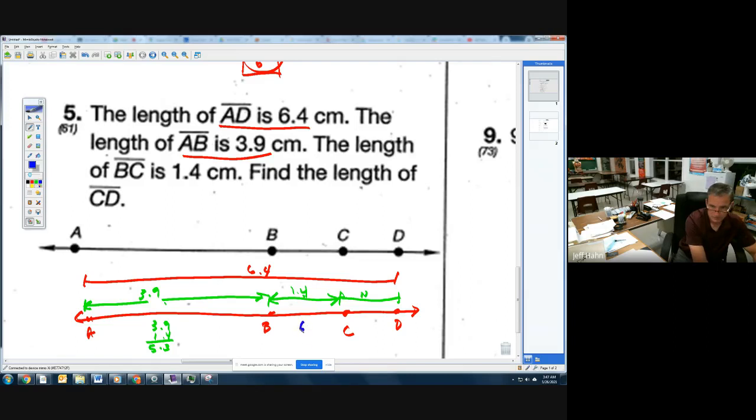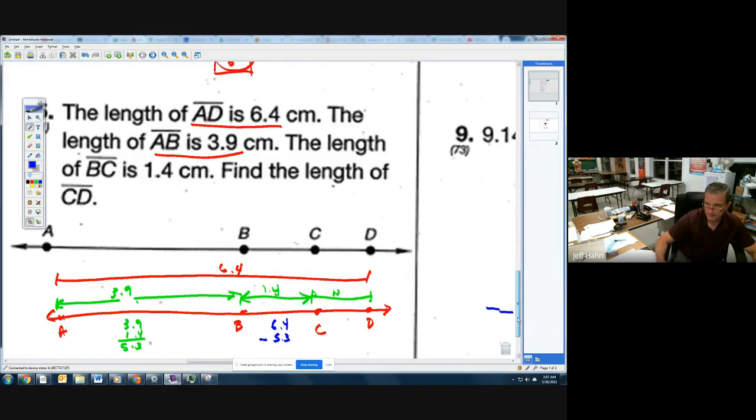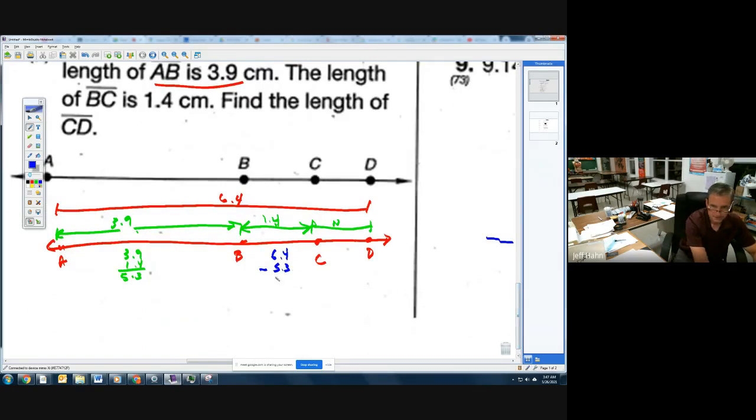So here's my 6.4. I'm subtracting 5.3. And remember, with decimals, we have to line them up. In my answer, the decimal is going to go here. 6.4 minus 5.3 is 1.1. So CD should be 1.1 centimeters.